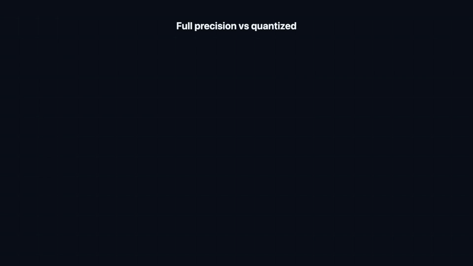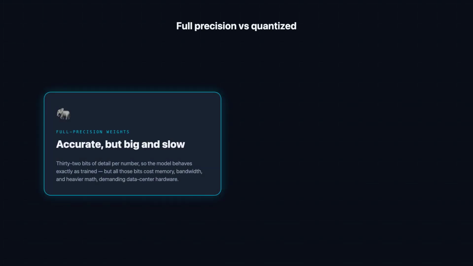So what do we actually gain, and what do we give up? Here are the two options laid side by side. Full precision weights are the accurate default. Every number carries 32 or 16 bits of detail, so the model behaves exactly as it was trained. The problem is size and speed. All those bits take real memory to store, real bandwidth to move, and heavier math to compute, which is why the biggest models demand data center hardware.